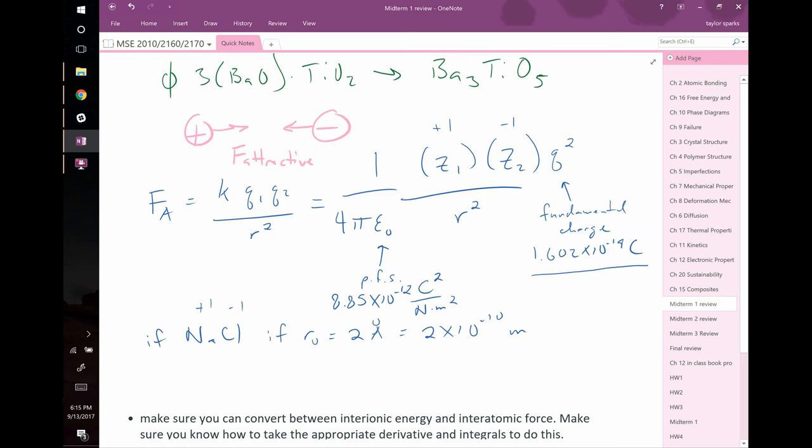So the value that you gave us for fundamental charge, is that fundamental charge or fundamental charge squared? That is just the fundamental charge of 1 electron. So you got to square that, which I did not do. Can you do it real quick?